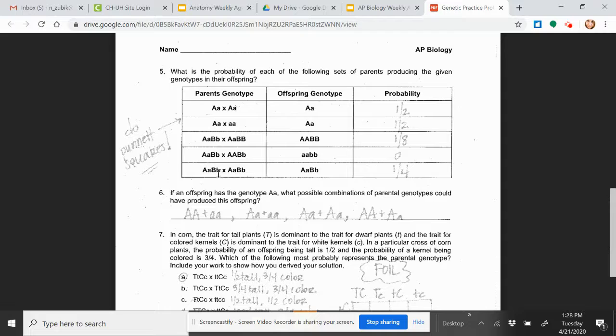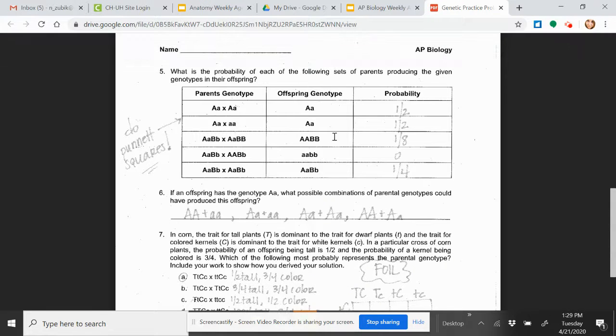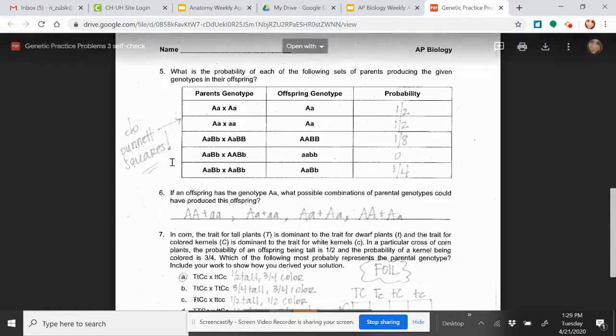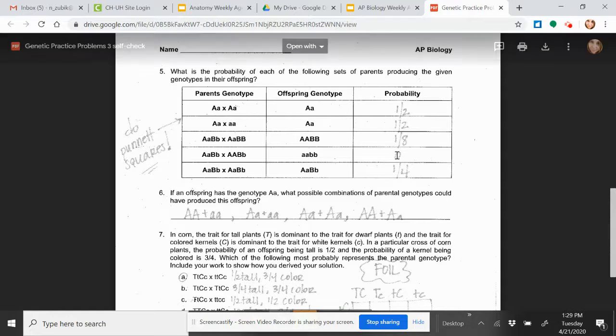The next three, you would do the FOIL with the dihybrid square to figure out homozygous dominant for both traits. We saw 1 out of 8 or 2 out of 16 when we FOILed in practice problems 1. Here, if we want a little b, and a little a, that is not possible due to our FOIL, right? So we can't get little a, because we can only get a big A allele from this. So that's why this probability is 0.